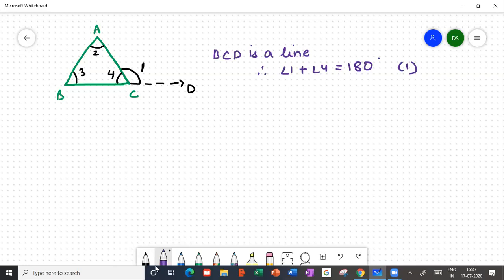And what is the other statement that I can make? Sum of all angles of a triangle is 180. This is the proof we just did before, isn't it? So what do I say? I say angle 2 plus angle 3 plus angle 4 is 180.